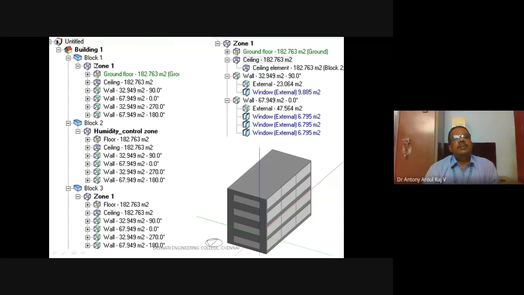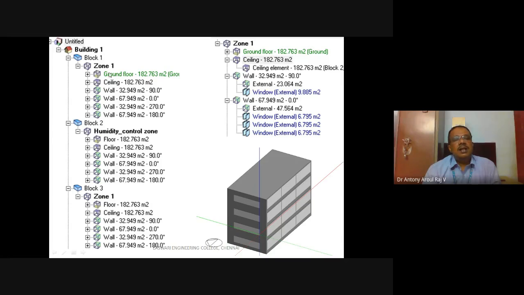Now I have taken one building like this. For that building, I have various zones. This is zone one. Various blocks, that means various floors are there: 1, 2, 3, 4. Here I have shown only 3 floors for the sake of clarity, so that I can show it in the PPT. That's why I've shown only 4 blocks.